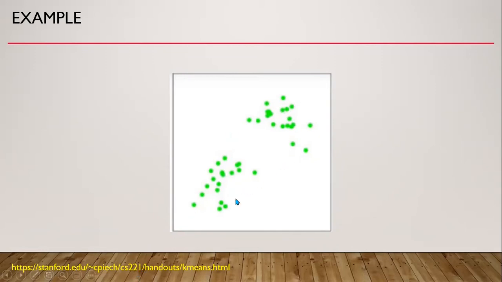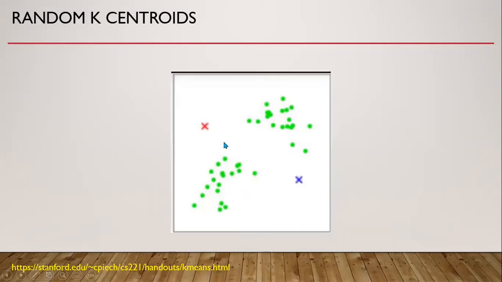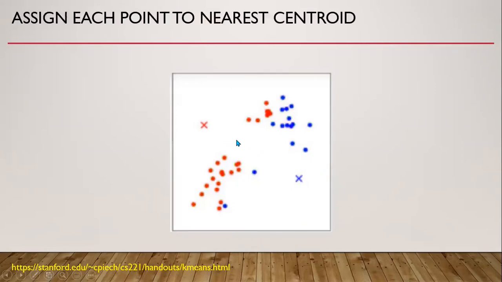If this is our data set with these number of points, illustrated in 2 dimensions, initially we choose the appropriate number of centroids. In this example, I have selected randomly 2 centroids for this data set, and these are random selections. Then we assign each point to the nearest centroid.